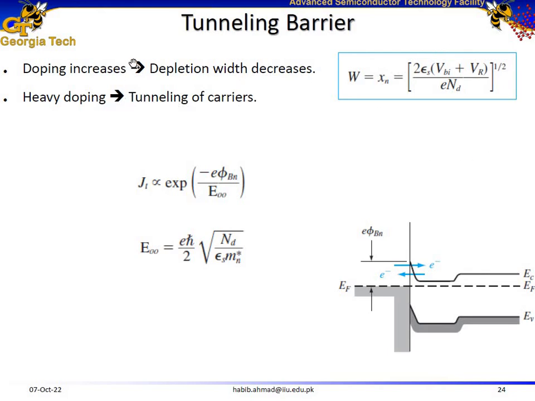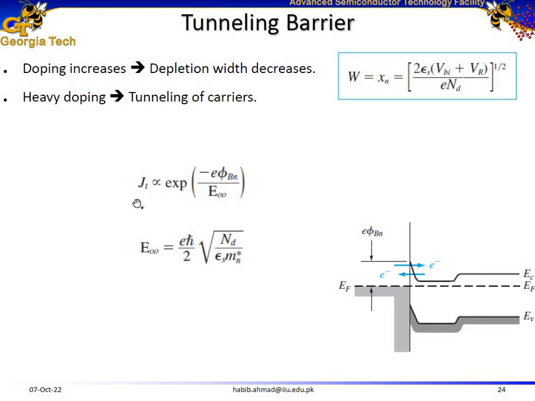Alright, I already discussed this: if the doping increases, the depletion width is going to be reduced, and if it is reduced, we give a chance for the carriers to tunnel through this thin layer. And then tunneling occurs at heavy doping.